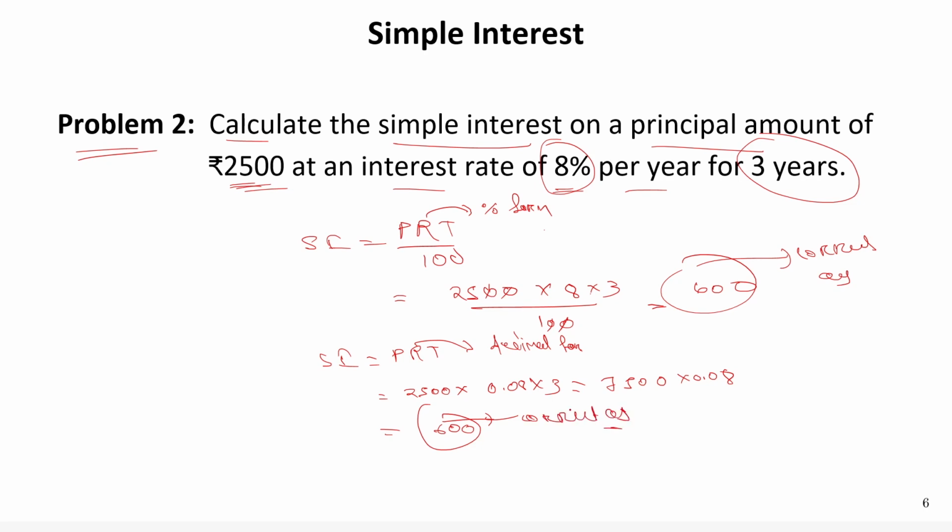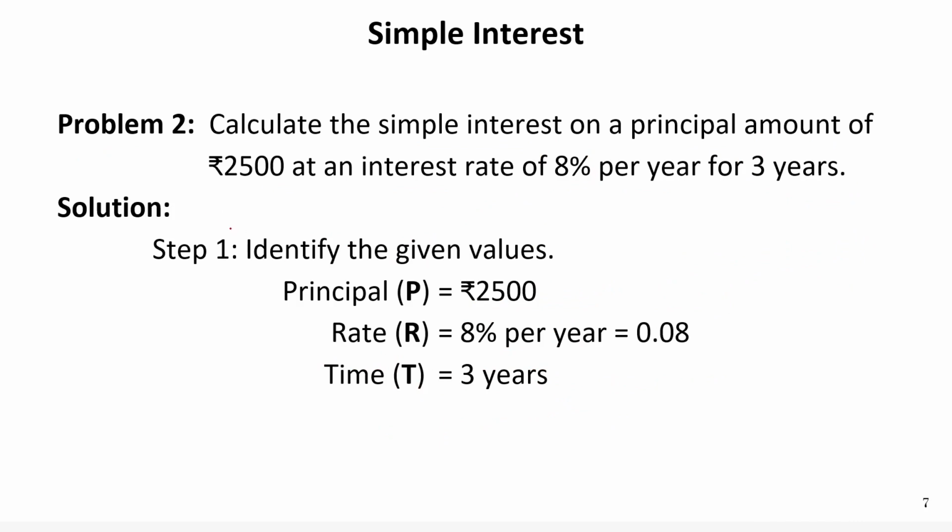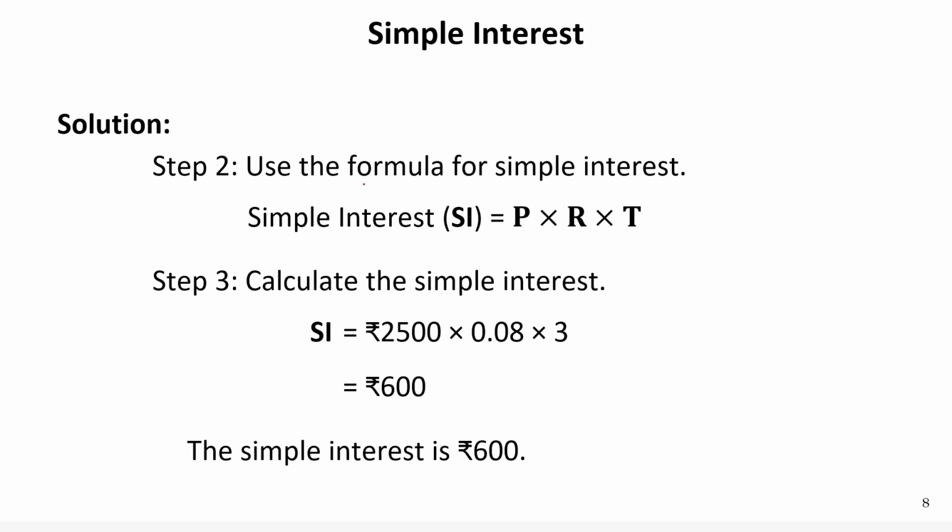Let's see the step-by-step solution. Identifying the given values: the principal amount is 2500, the rate is equal to 8%, so in decimal form it is 0.08. The time is 3 years here. Using the formula for simple interest, SI is equal to P into R into T. Calculating the simple interest, 2500 into 0.08 into 3 is equal to 600. So the simple interest will be 600.